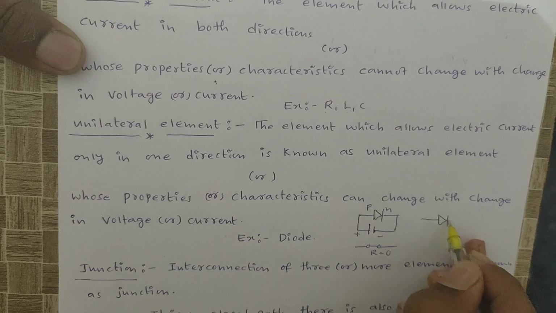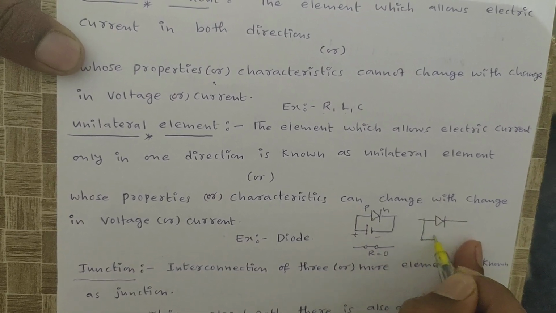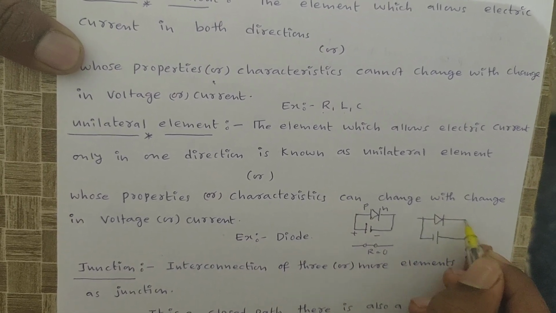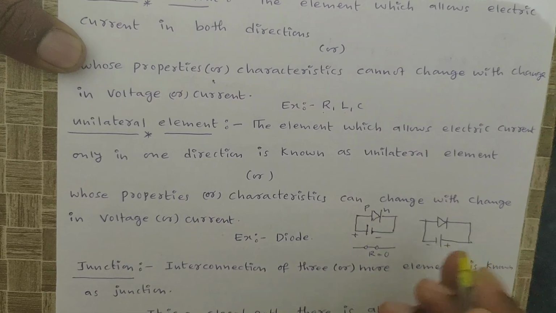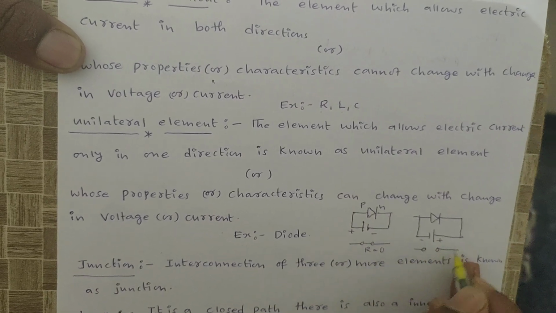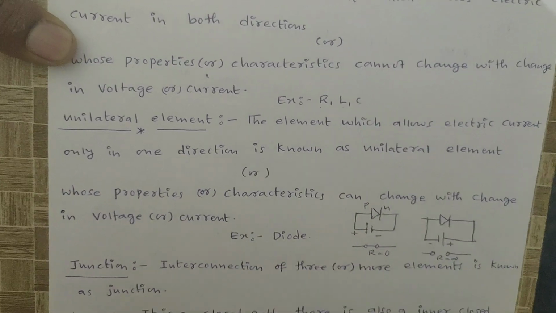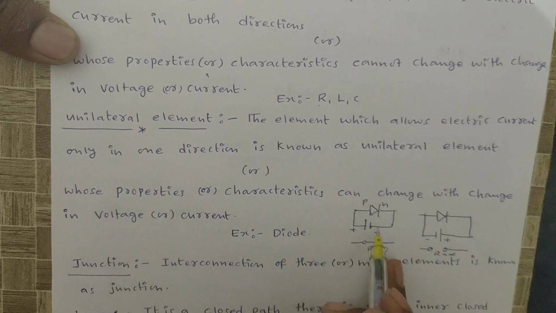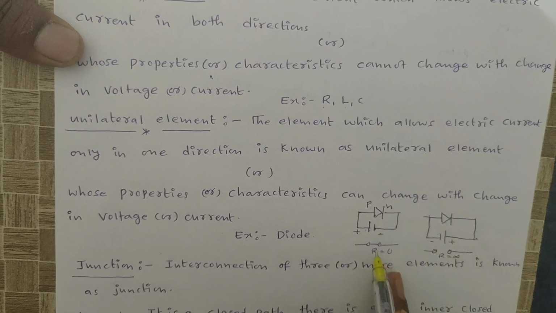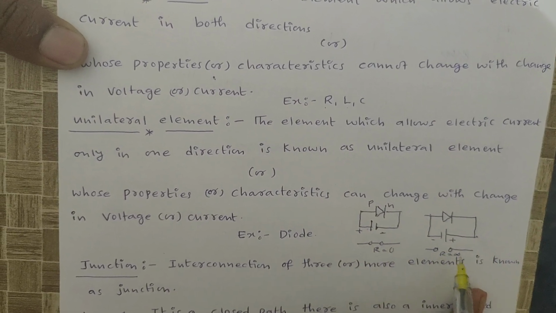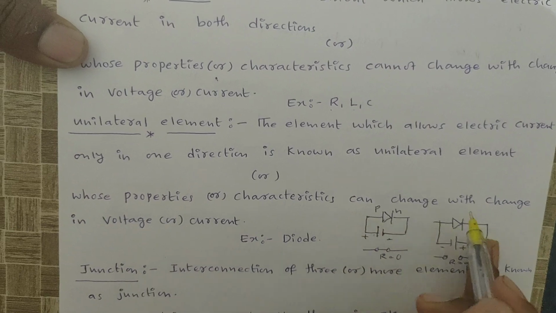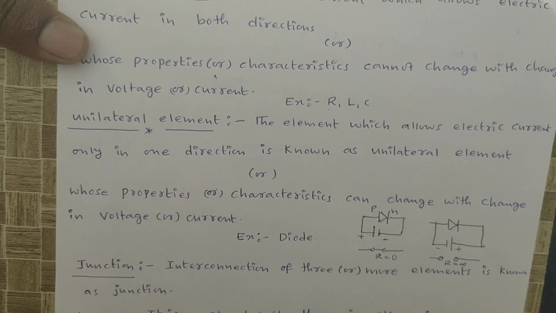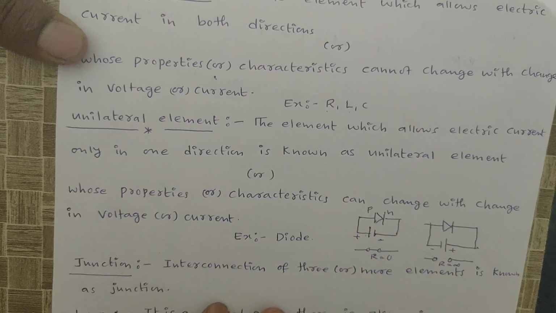Similarly, when this PN junction diode is in reverse bias, what happens? It acts as an open switch. Open switch means it offers infinite resistance. That means based upon voltage and current, it offers different resistances, right? That means whose properties or characteristics can change with change in voltage or current is nothing but a unilateral element.